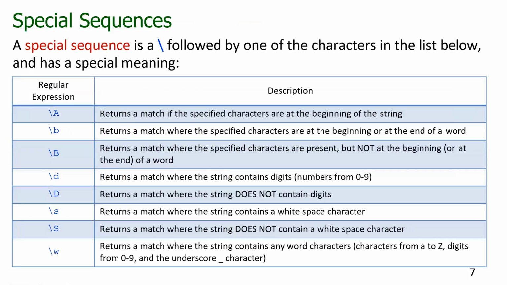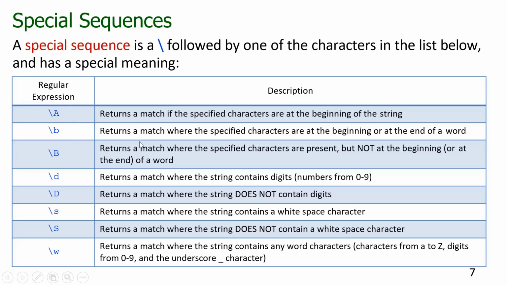And also you have special sequences. These special sequences always follow with a backslash and a single character. So if you take \A, it returns a match if the specified characters are at the beginning of the string. So in any pattern, if you give some pattern and before that you give \A, the meaning is that if that pattern is at the beginning of the string, then it will give a match. Otherwise, it will return an empty string.